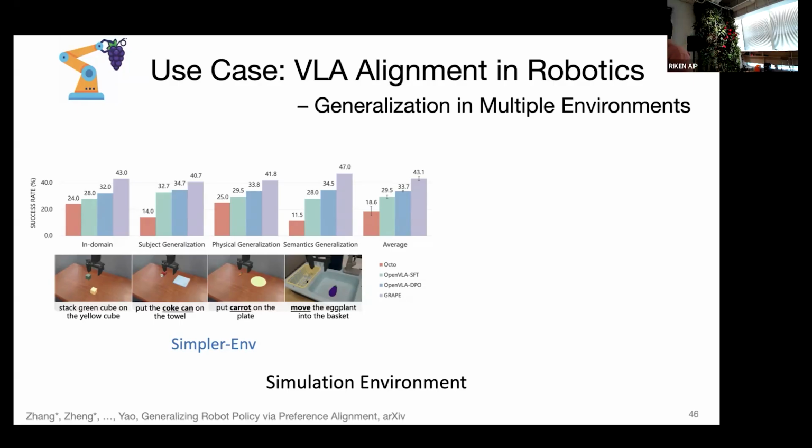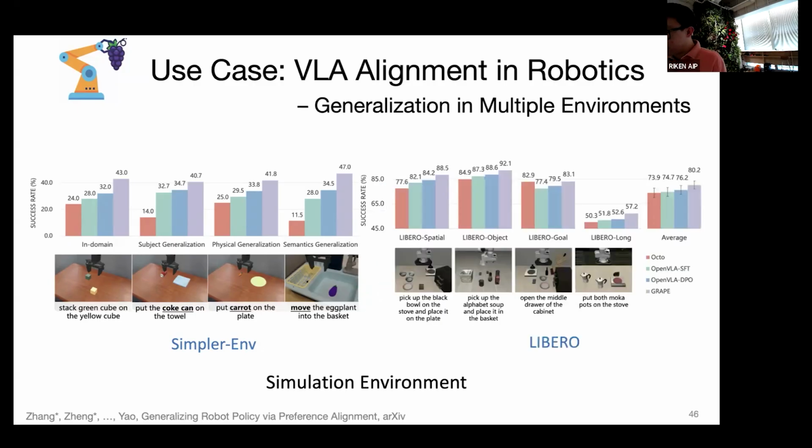We can see that compared with some state-of-the-art models at that time, like Octo, OpenVLA supervised fine-tuning, and also OpenVLA with DPO applied, our models perform better. We also apply our method to another environment, the LIBERO environment. We perform four tasks: LIBERO-Spatial, LIBERO-Object, LIBERO-Goal, and LIBERO-Long. We also show the improvements of our method compared with the previous baselines.